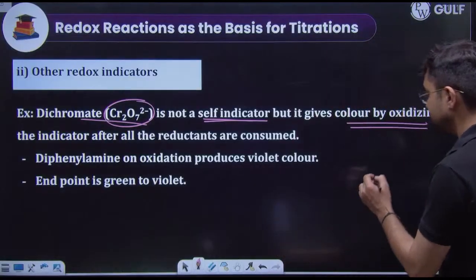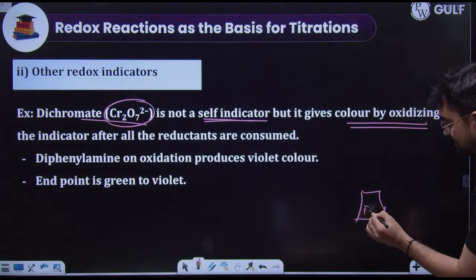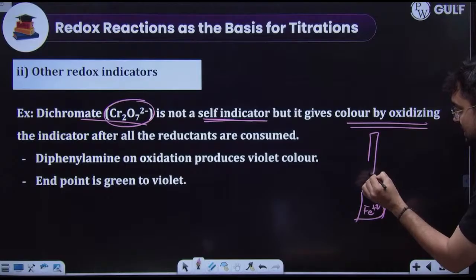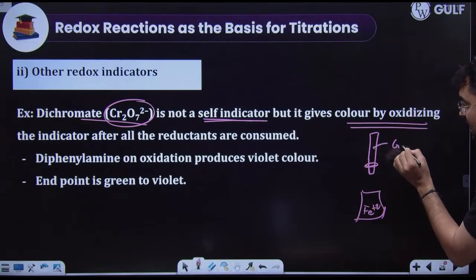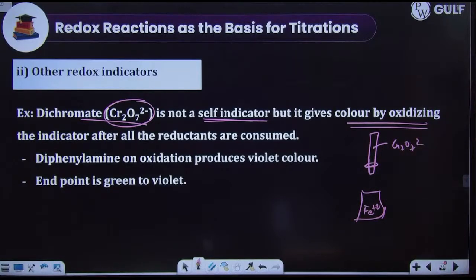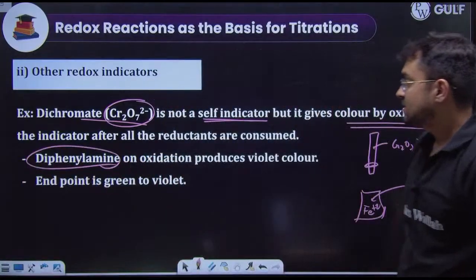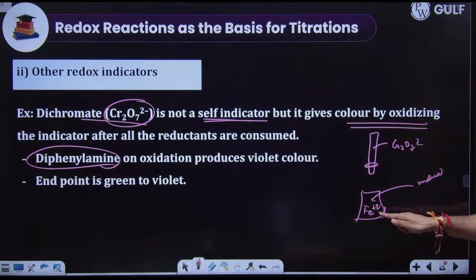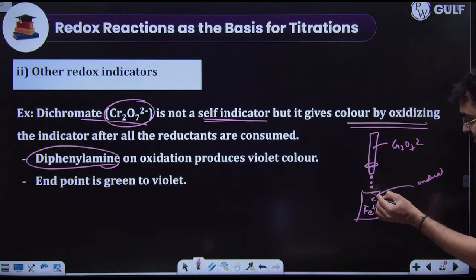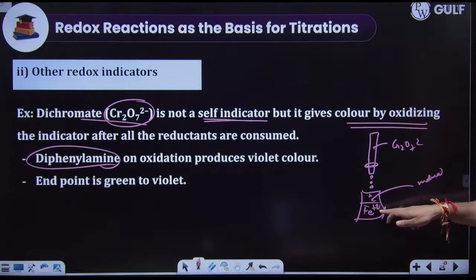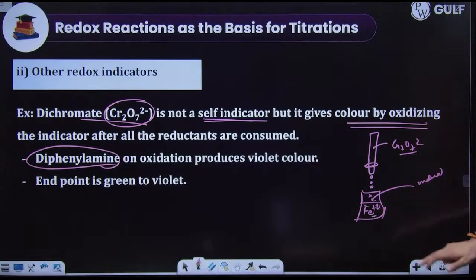Now what will happen? Again in the conical flask we have Fe2+. In the titration flask we have Cr2O7 2-. But you know what we did? We added some indicator to it. And what is this indicator? Diphenylamine. We added diphenylamine to this Fe2+. Now what will happen? When this drop of Cr2O7 2- falls in the Fe2+, there will be no color observed. Why? Because Cr2O7 2- is reacting with Fe2+.